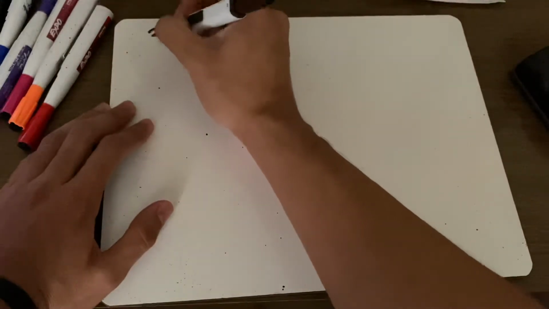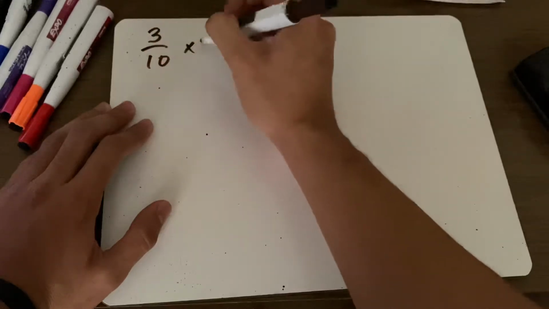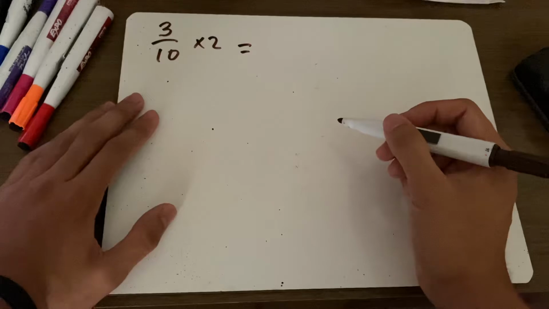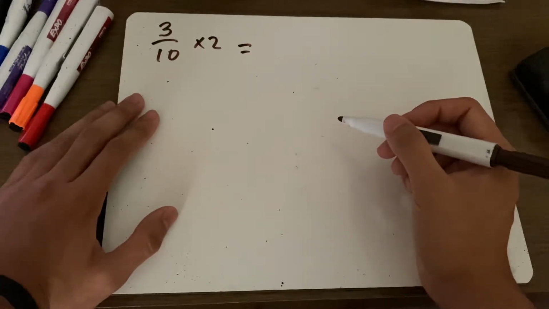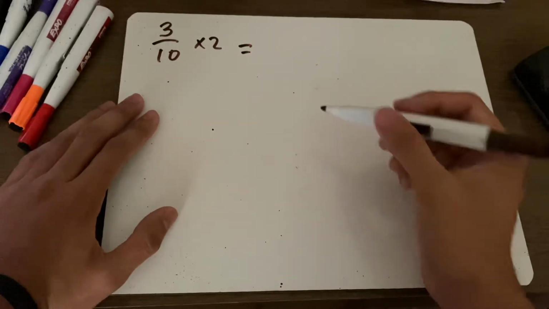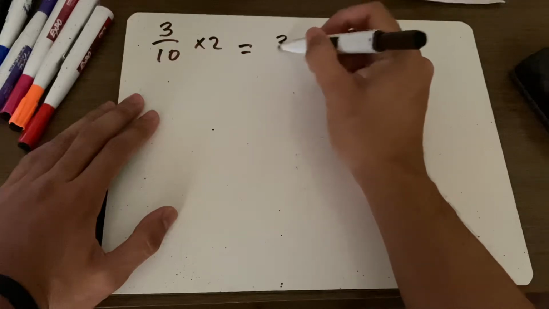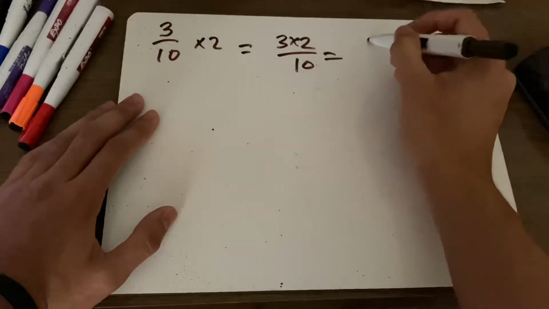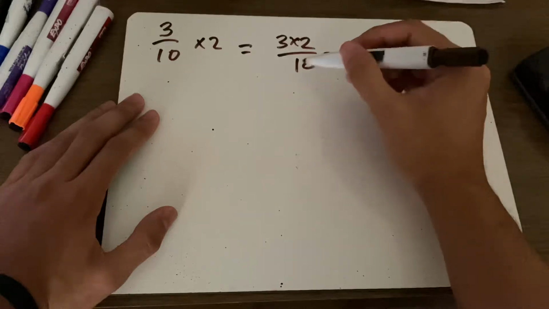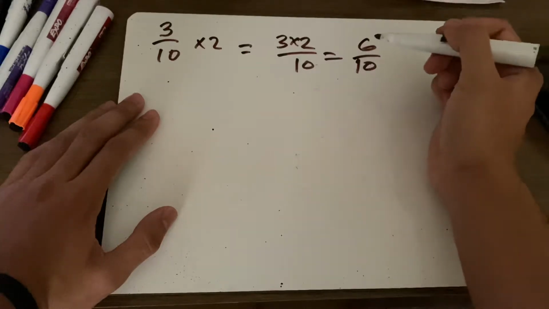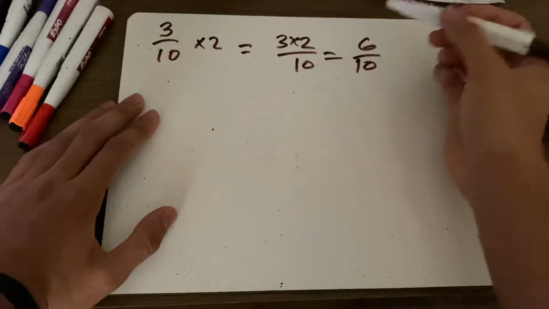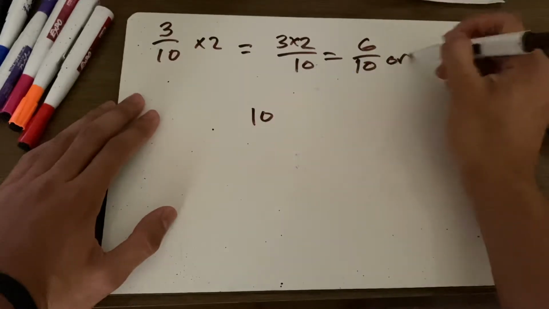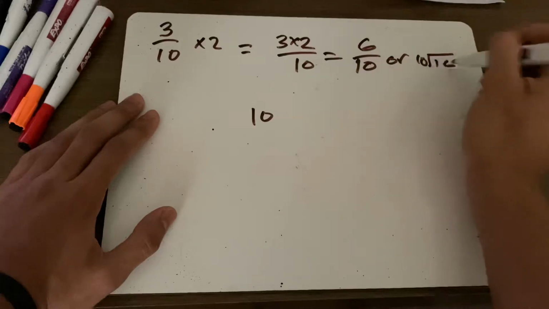We have 3 over 10 times 2. Well, there's different ways we can solve that, right? One of the ways is, well, 3 times 2, right, over 10. 3 times 2 is 6. And then our denominator does not change. And then we have 10. This is the same thing as saying 10 divided by 6.